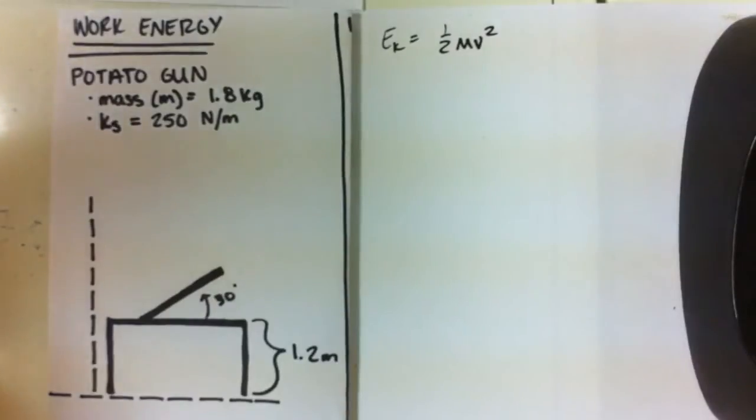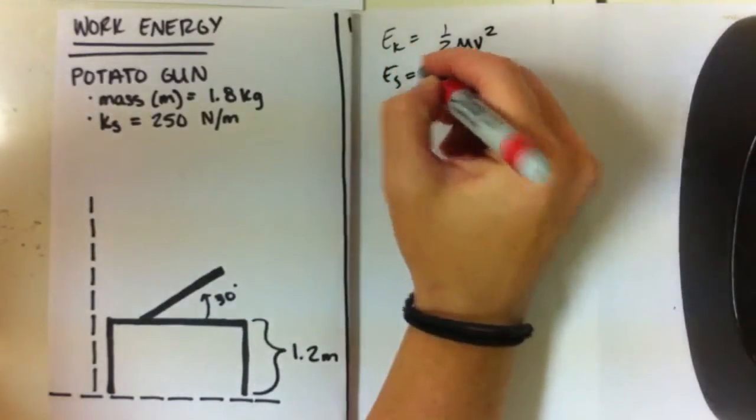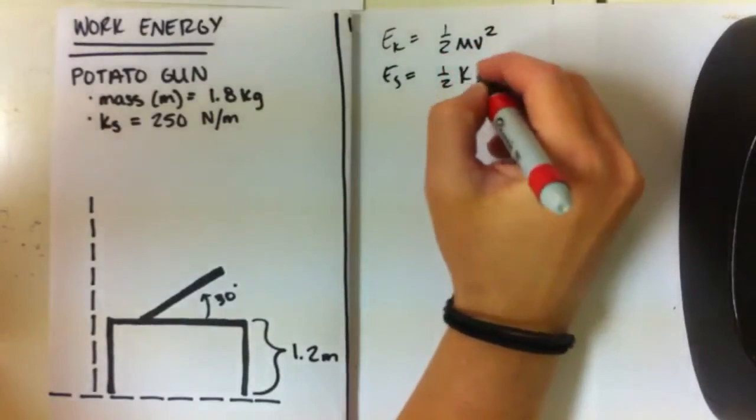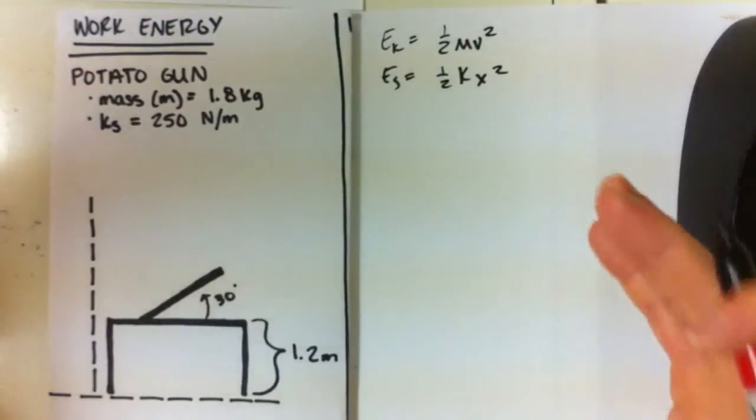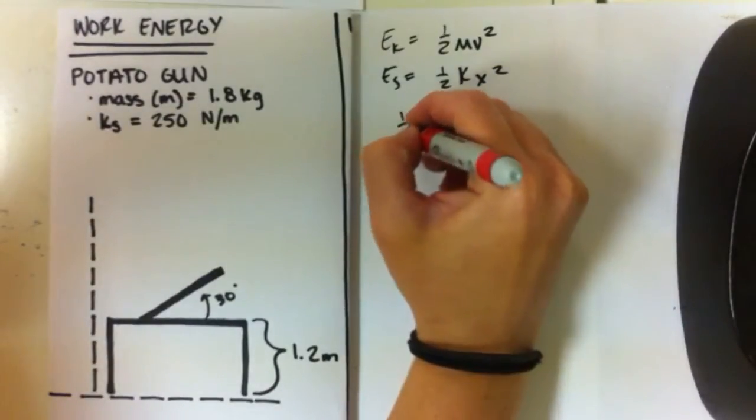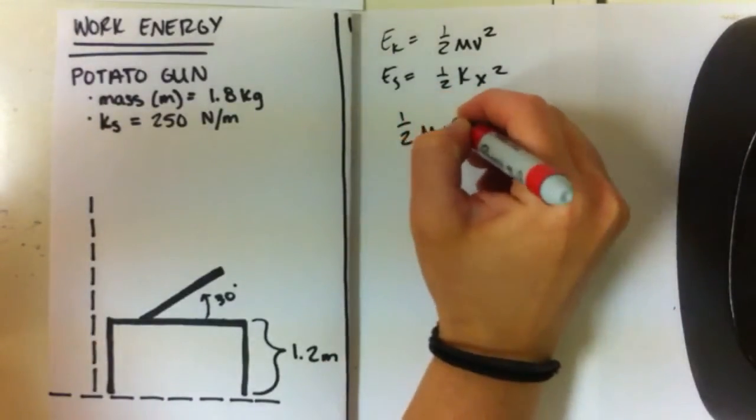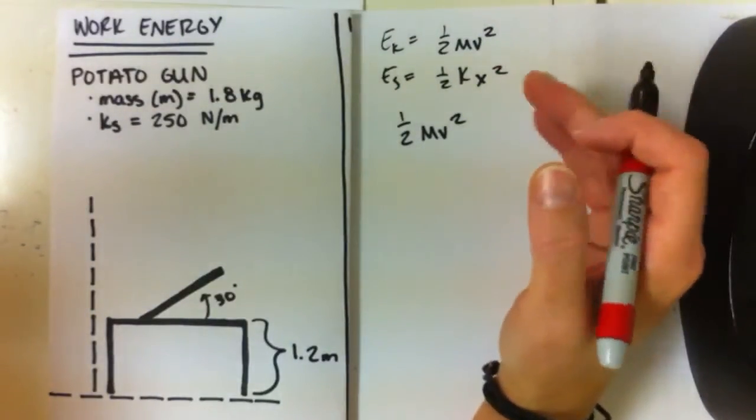Now, we look at that and we can also say, well, what about our spring? So, the potential energy for our spring is 1/2 k x squared. And what we can do, since the potato is not moving, it has not left, we can therefore assume that the kinetic energy is going to be equal to the spring potential energy, after that spring is actually compressed.